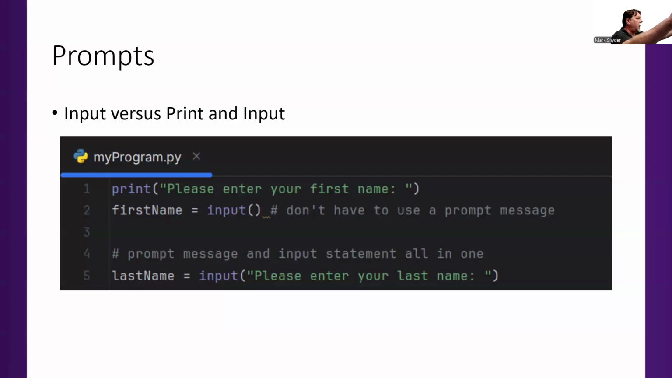and it will display that and wait for the user to type something and hit the enter key, and then it'll come back and put the value into your variable. That's perfectly fine. Or you can do a print statement and print your prompt message and then say variable name equals input with no prompt message, and it does the same thing. Those two are functionally equivalent.